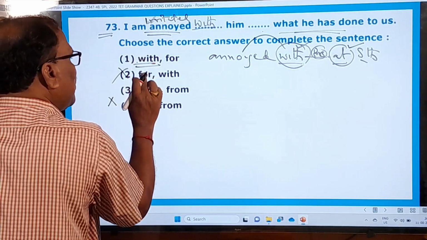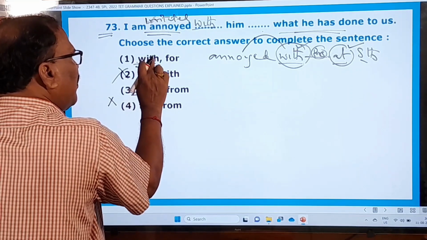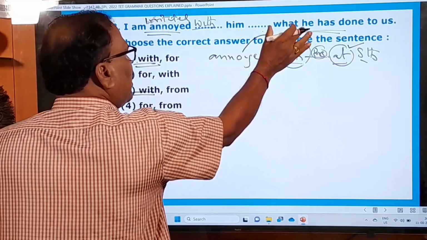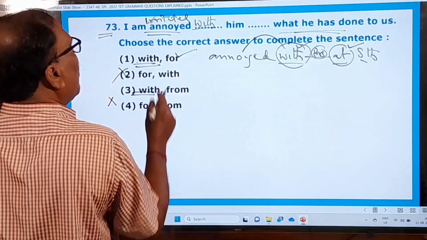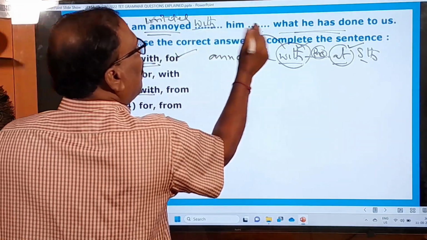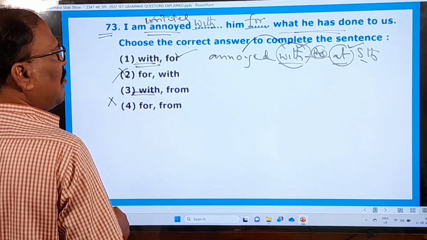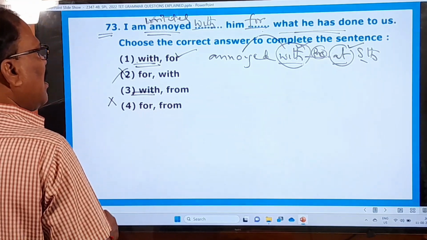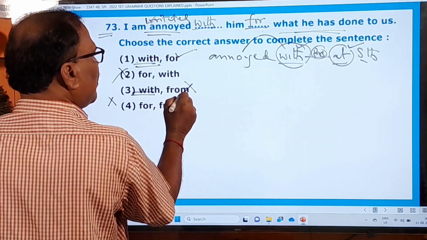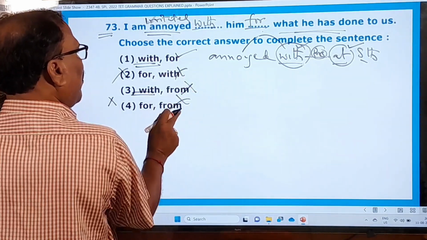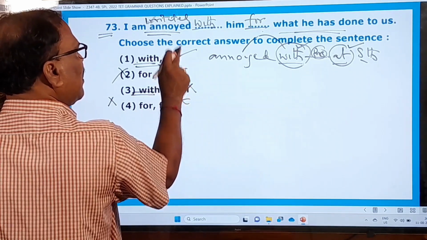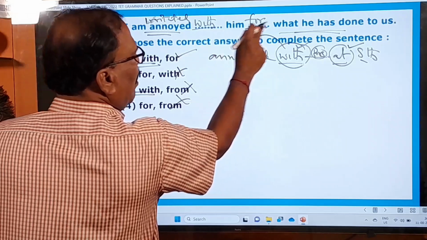So whether this one is correct or this one is correct, after with here, according to the context you have to use only for. I am annoyed with him for what he has done. For what he has done to us. So here "from what he has" is not correct. So that's why these three are wrong. Only this one is correct. I am annoyed with him for what he has done.